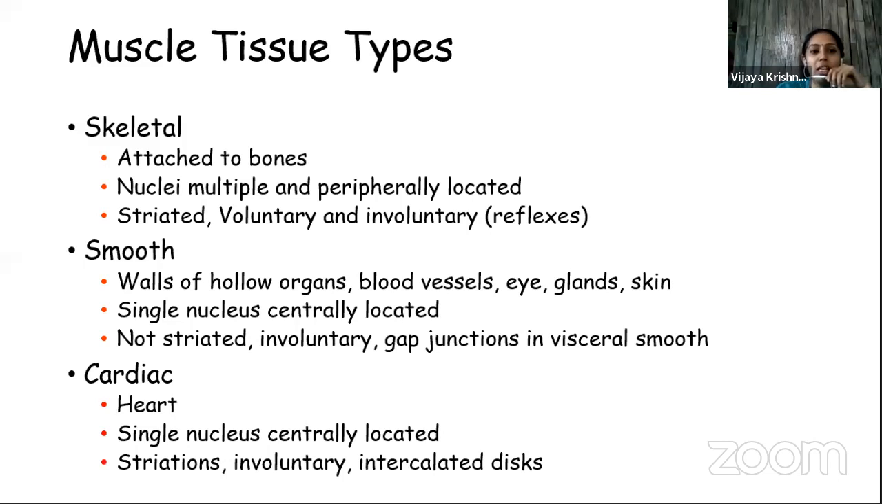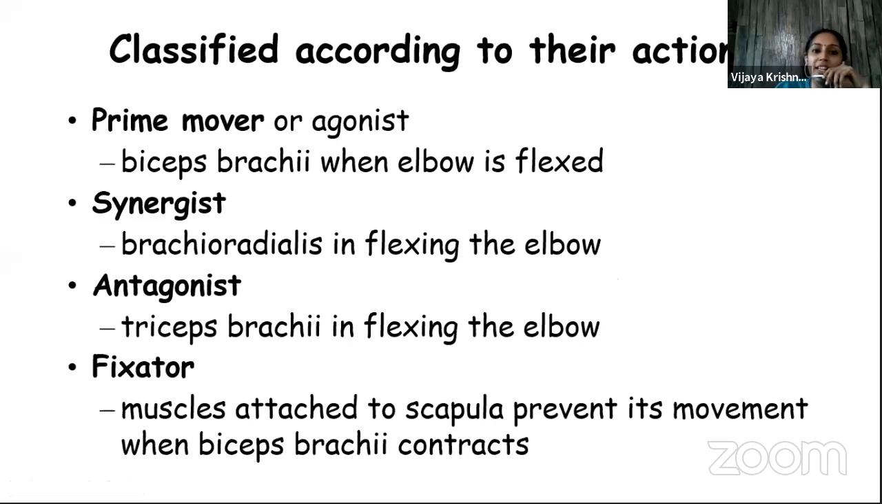Now, these are the three types of muscle based on the muscle tissue. The next thing is based on classification of their actions. So you have a prime mover or agonist, which is the biceps brachii when the elbow is flexed, a synergist, which is helping the movement to occur, an antagonist, which is preventing the movement from occurring, and a fixator, which prevents other joints from moving.